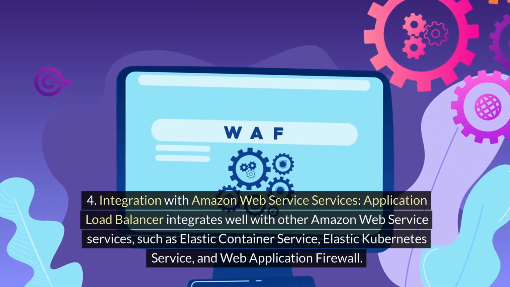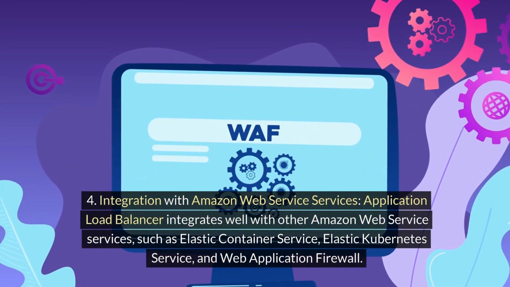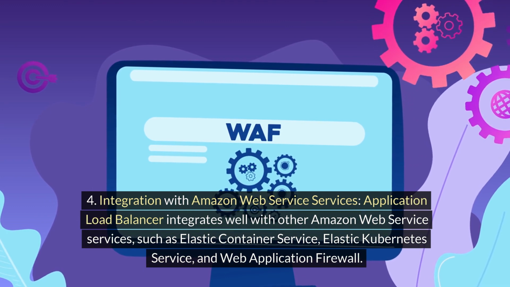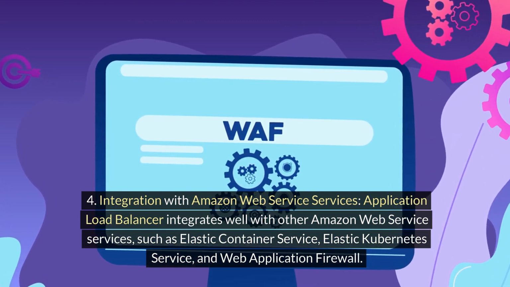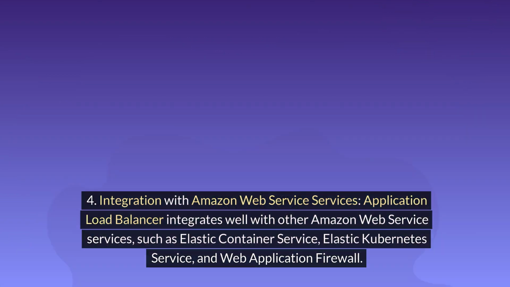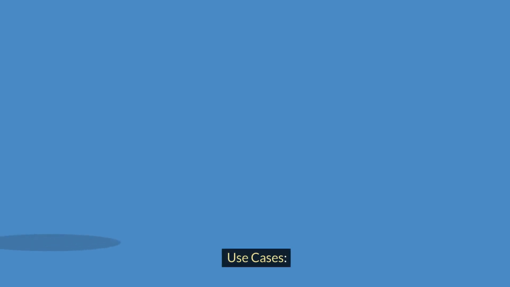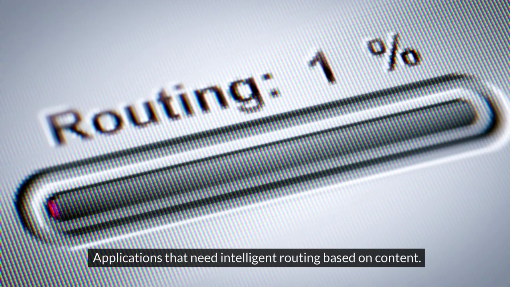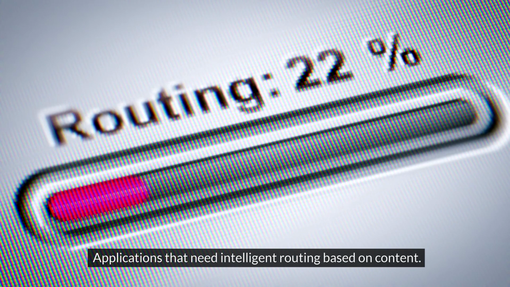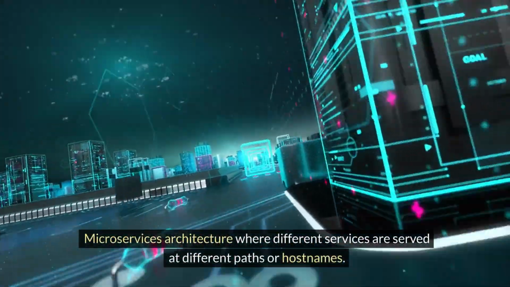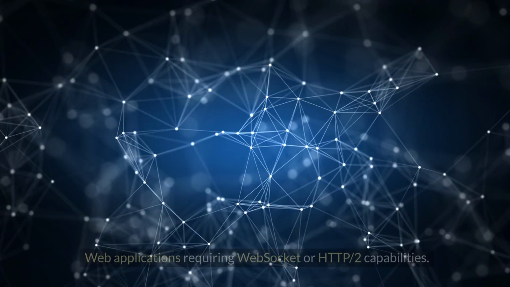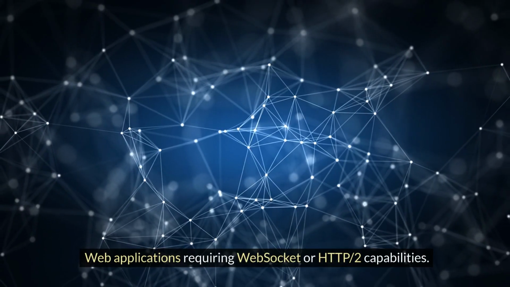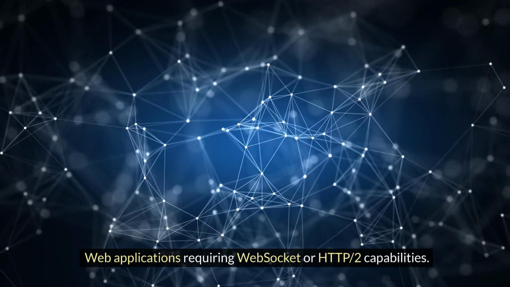Integration with Amazon Web Service. Application Load Balancer integrates well with other Amazon Web Services such as Elastic Container Service, Elastic Kubernetes Service, and Web Application Firewall. Use cases. Applications that need intelligent routing based on content. Microservices architecture where different services are served at different paths or host names. Web applications requiring WebSocket or HTTP2 capabilities.